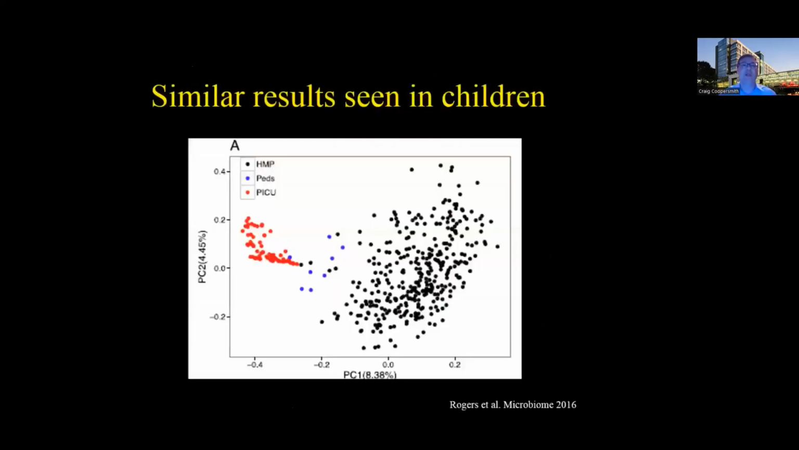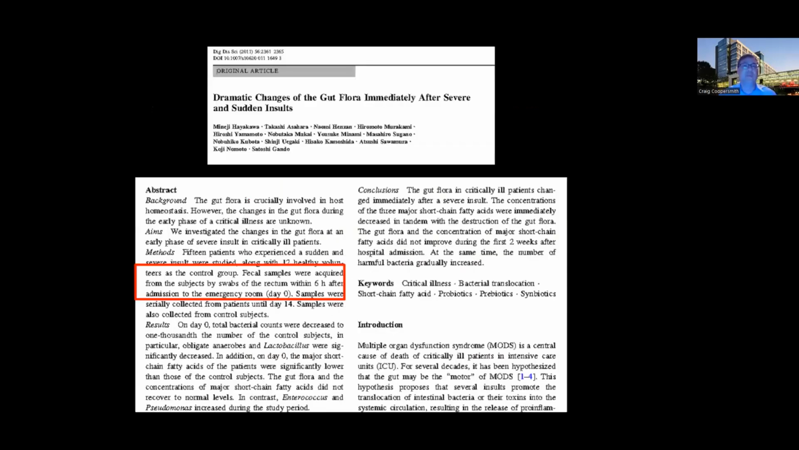Similar results are seen in children. You'll note the difference between ICU patients on the left in red, pediatric patients on the ward in the middle in blue, and healthy pediatric patients on the right. This occurs remarkably rapidly. In fact, we see dramatic changes to the gut flora within 6 hours after admission to the emergency department.